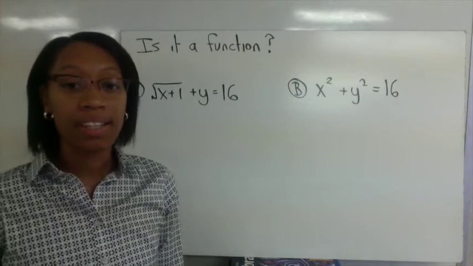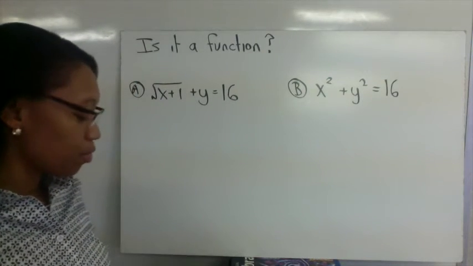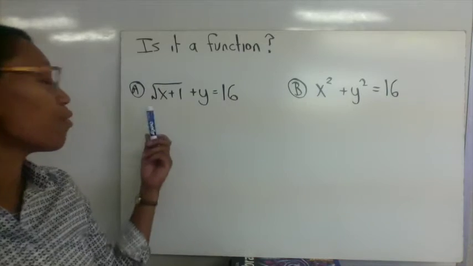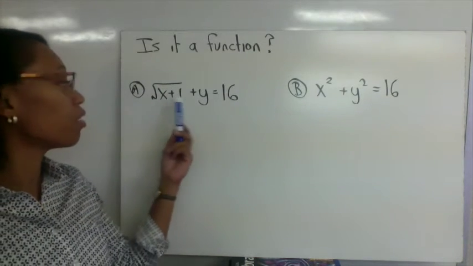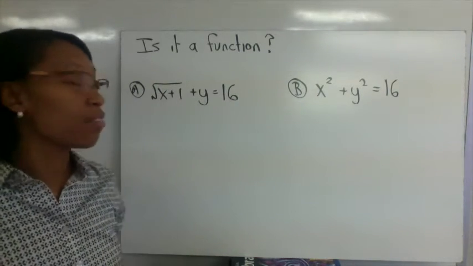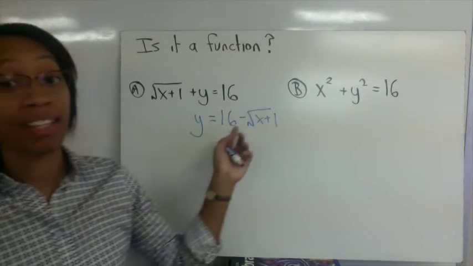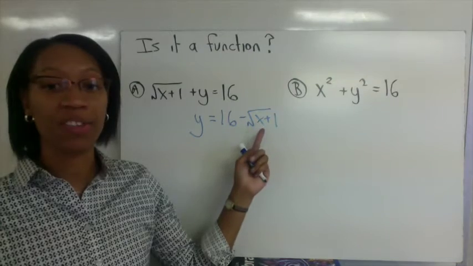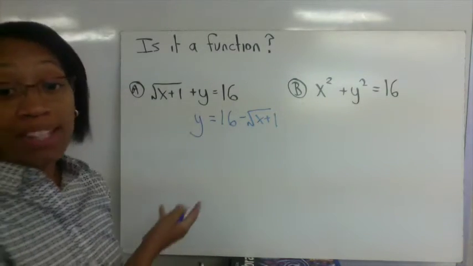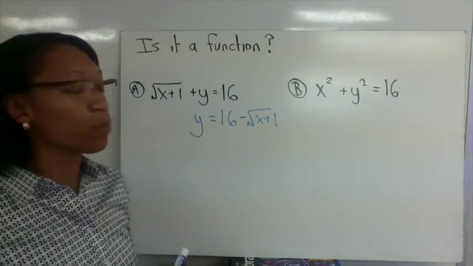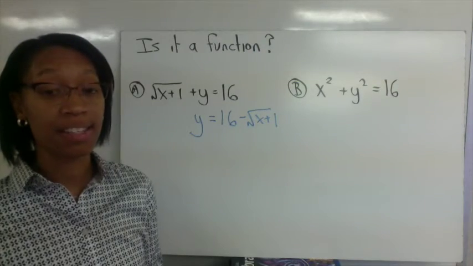Okay, so let's look at some examples. Let's say I have square root of x plus 1 plus y equals 16. Is that a function? Well, I solve for y by just subtracting the square root part to the other side. And sure, that's a function. There's nothing wrong with that. I have a square root, but even so, it's still a function.